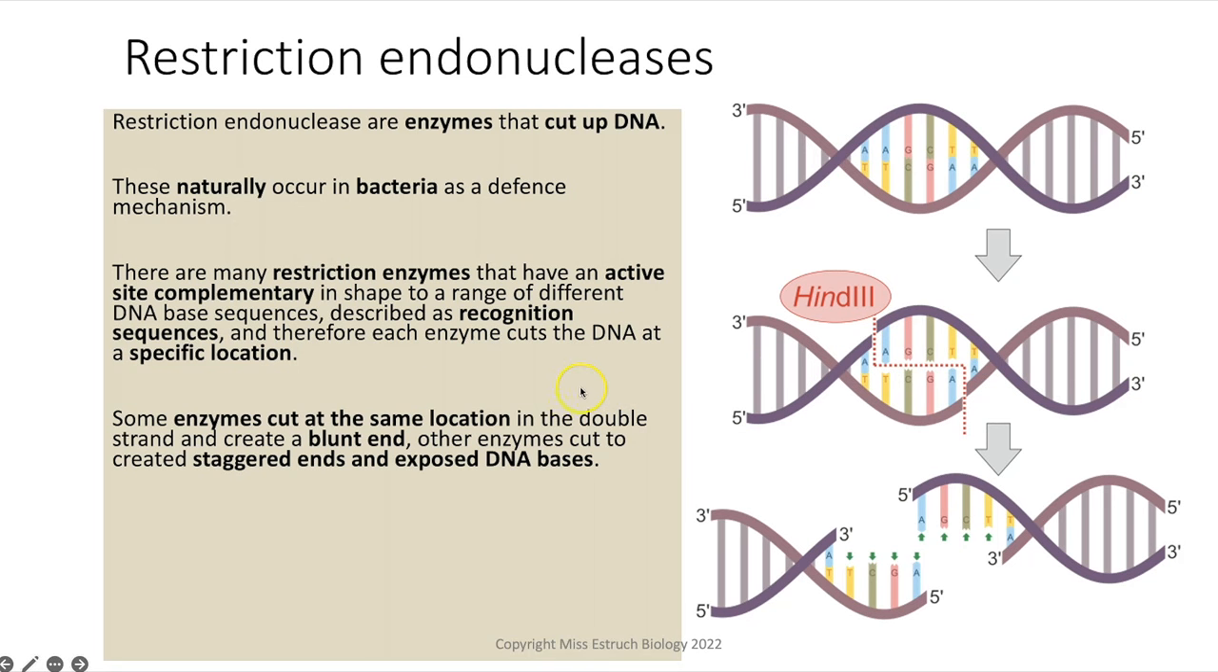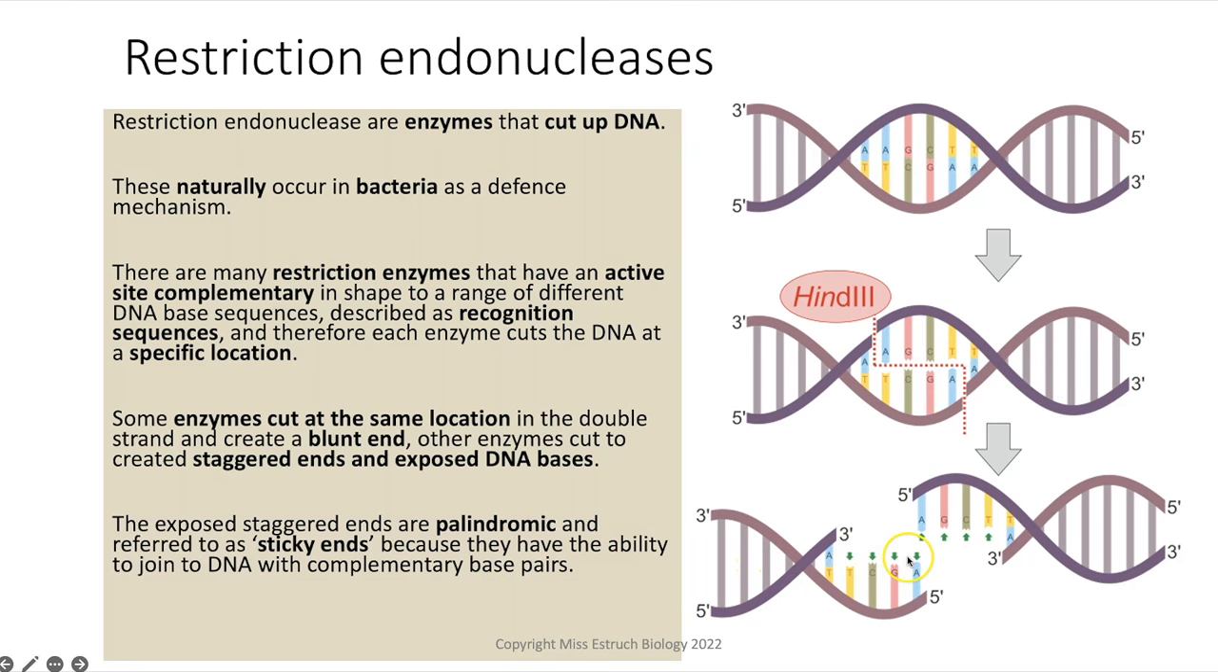Some enzymes cut at the same location in the double strand and create a blunt end, which isn't particularly useful because if you have a blunt end, it's really hard to join the DNA back together. But other restriction endonucleases cut to create staggered ends and exposed bases. And that's what we can see here with this restriction endonuclease, HindIII. It cuts and creates this staggered end, and therefore we have what's known as sticky ends, called sticky because you've got these exposed bases which would then be able to align opposite their complementary bases, and in that way it's a bit like they're sticky because they can join together more easily.